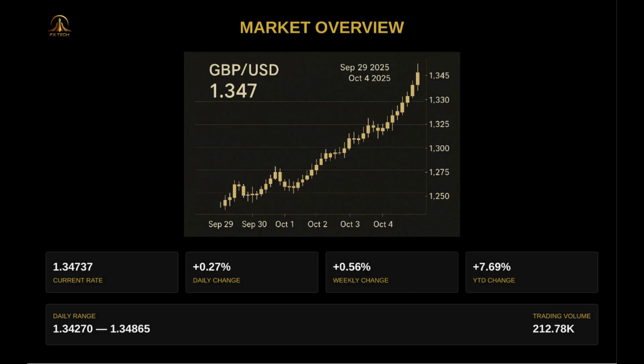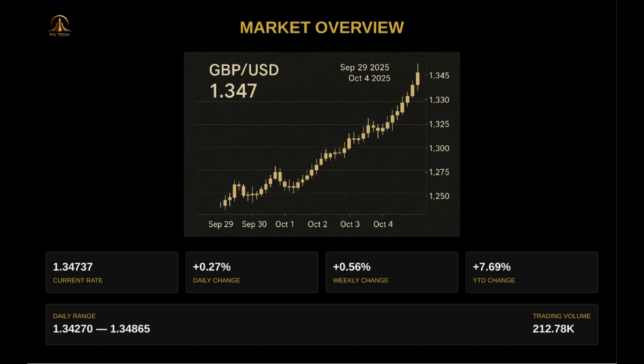Looking at our market overview, GBP USD closed the week at 1.34737, showing a daily gain of 0.27% and a weekly increase of 0.56%. The pair has maintained an impressive year-to-date performance of plus 7.69%.